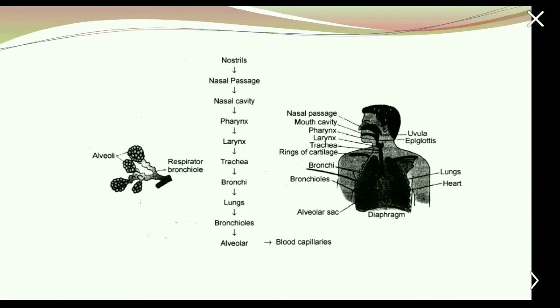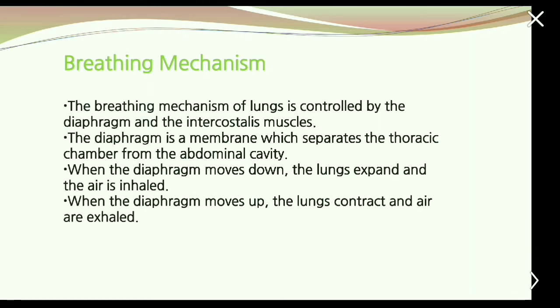So, to sum up the passage, from the nostrils to the nasal passage via the nasal cavity, air enters the pharynx, then the larynx, then comes the trachea, bronchi, lungs and the bronchioles, and finally the alveolar sacs, which finally enter the blood capillaries. Now let's talk about the breathing mechanism.